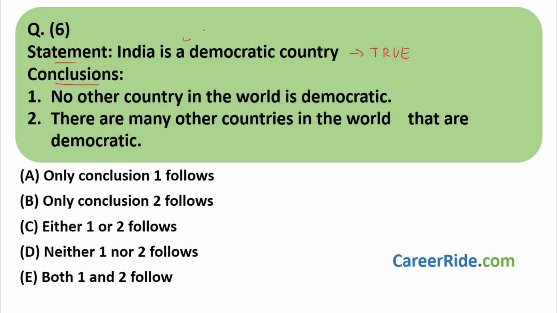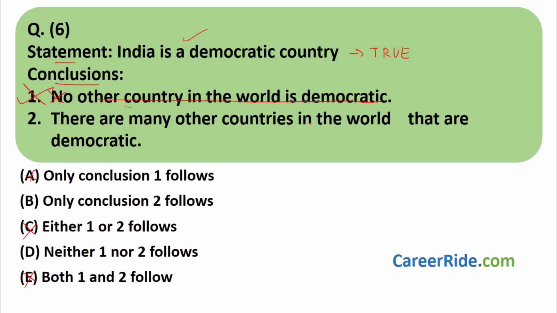Does the statement talk about any other country, or does the statement say in any way that no other country is democratic and only India is a democratic country? No, that means this conclusion is nothing but assumption, and assumption is always wrong, okay. So 1 does not follow. So A is not an option, C is not an option, both is not an option. Let us see second statement.